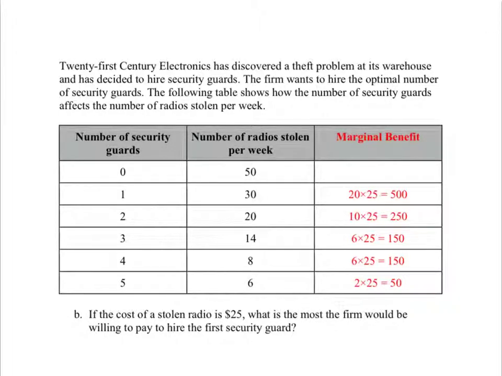One more question. If the cost of a stolen radio is $25, and that has not changed, what is the most the firm would be willing to pay to hire the first security guard? What's the most that the firm would be willing to pay security guard number 1? Well, that's going to depend on his or her marginal benefit. The first security guard is worth $500 to the firm. So what would they be willing to pay? As much as $500. What's the most they would be willing to pay? $500, because at that point, marginal benefit and marginal cost would be equal.